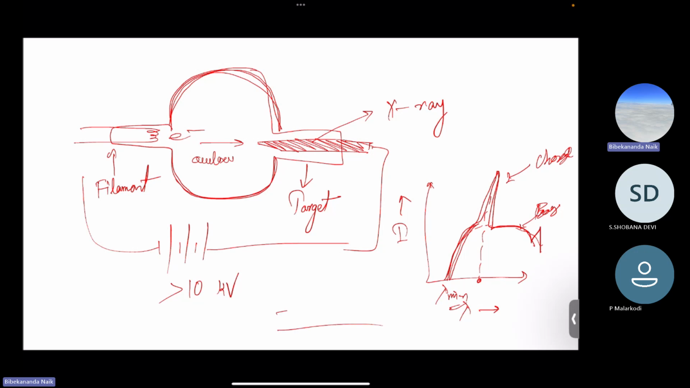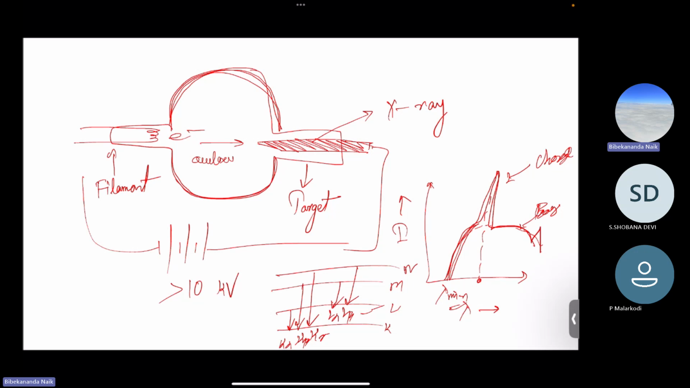So suppose this is N, this is K, L, M, N like that. So from L to K, M to K, N to K like that. These lines are called K alpha, K beta, K gamma. Similarly, from M to L, N to L, it is L alpha, L beta, like that. So these are different spectra or different components of an X-ray spectra.